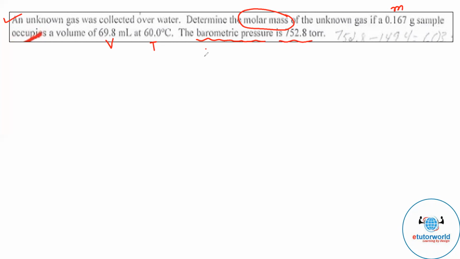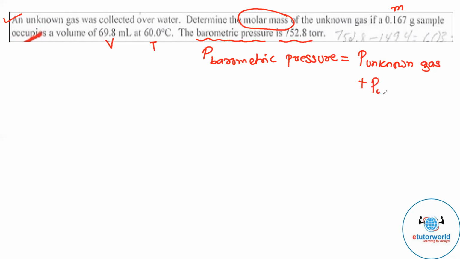Please note this barometric pressure, I'm going to write down here so that it will be more clear. This barometric pressure is nothing but the pressure of the unknown gas plus the water vapor pressure at 60 degrees Celsius, because the temperature given is 60 degrees Celsius. Understood this, Aditi?